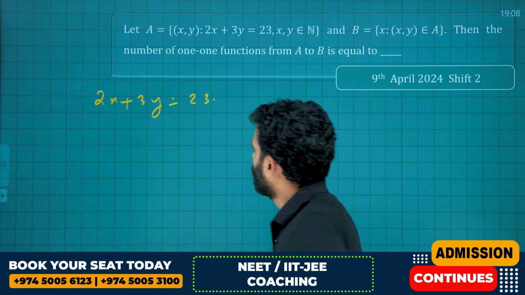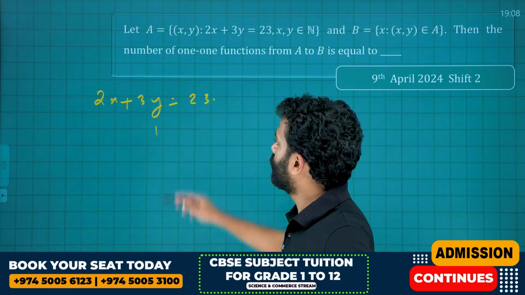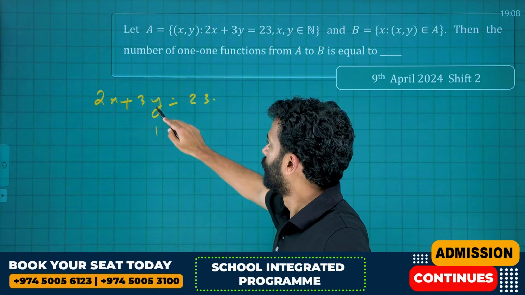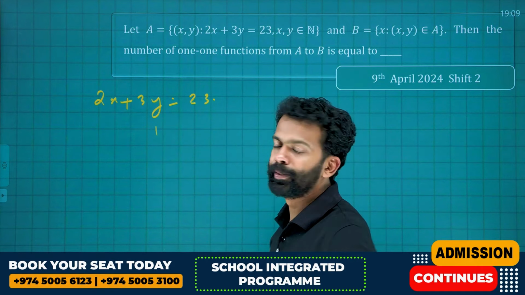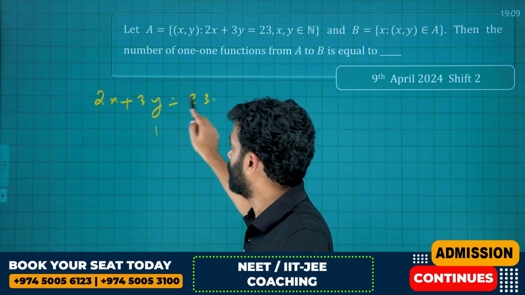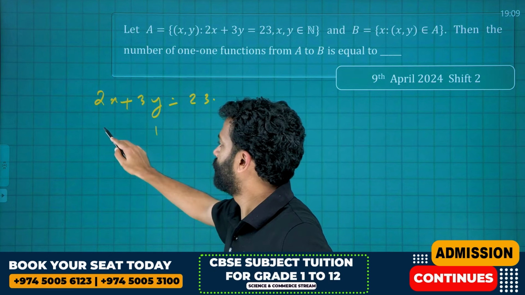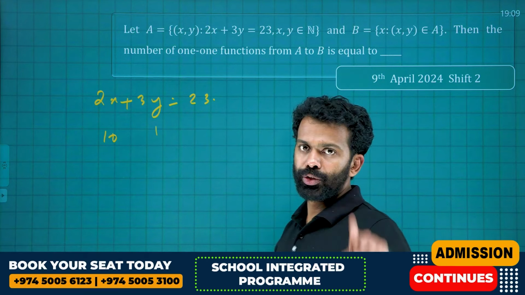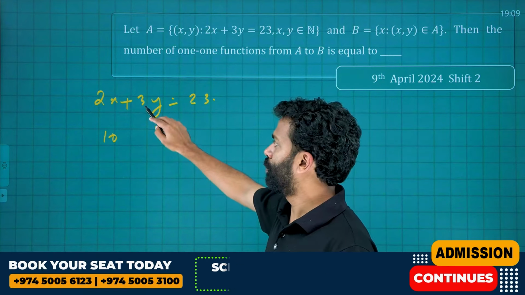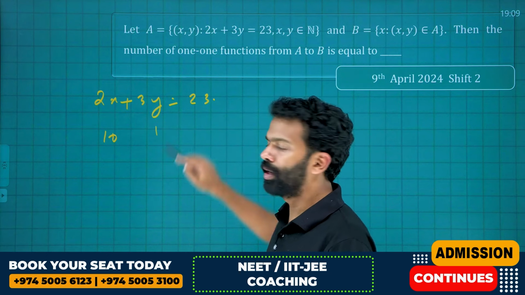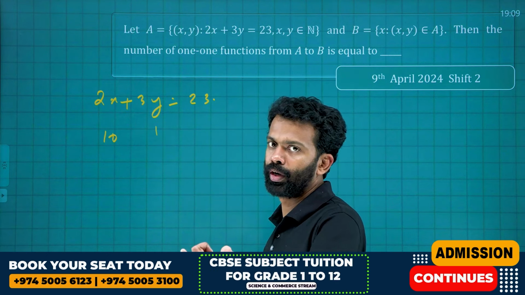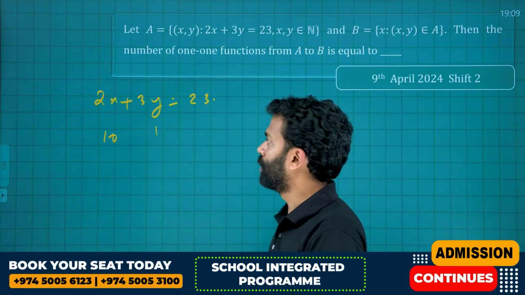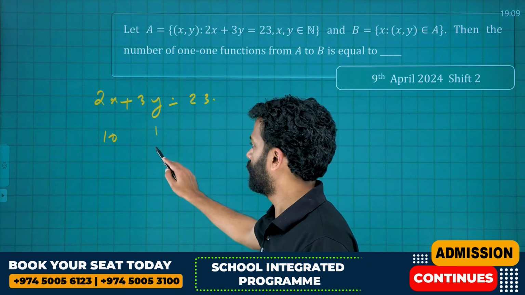Okay, let's solve. Put y is equal to 1. y and x are natural numbers. Put y is equal to 1, you will get 3. What is 23 minus 3? 20. And 2x is equal to 20. X becomes what? 10. You cannot put y is equal to 2. If you put y is equal to 2, it will be an even number. This is an odd number. An odd number minus an even number will be an odd number. See, 2x should be an even number. Therefore we need to put the next odd number, that is 3.